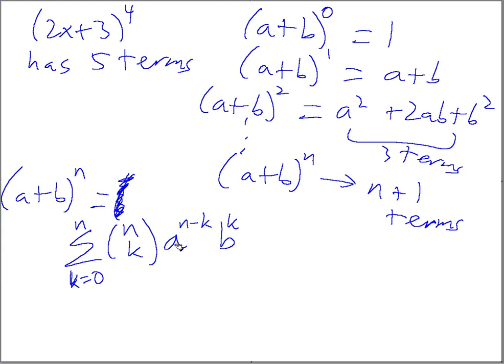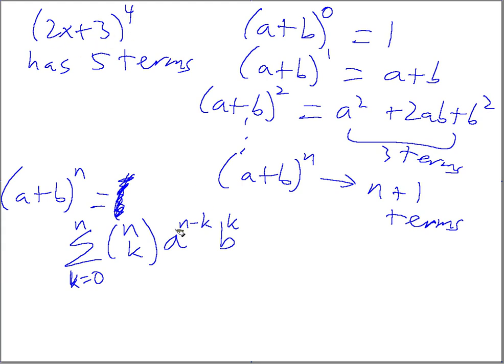Again, what's the power of the first term? A is my first term, b is my second term, right? The power of the first term will be what? The difference of these two numbers. The power of the second term will be the same as the lower number. All right. So let's apply this theorem right here. So this is the binomial theorem. Let's apply this to the 2x plus 3 to the 4th power.